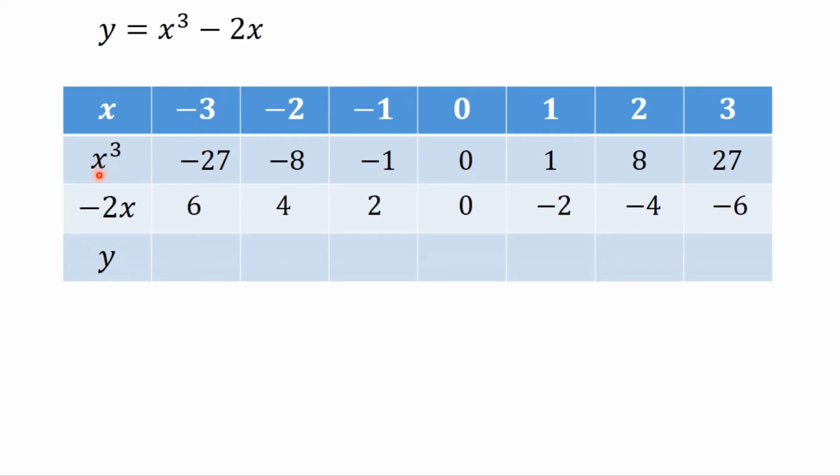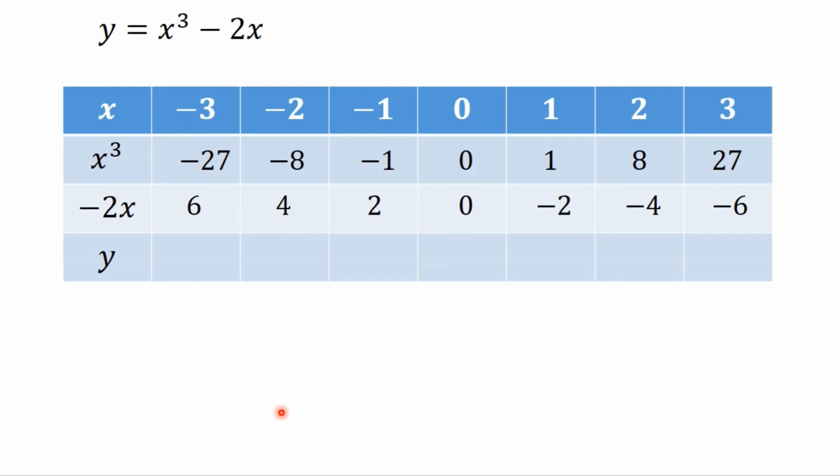So if I put those two together, then that's how I get y, isn't it? If I have x cubed and I then take away 2x, then that's where my y comes from. So to find y in each of these columns, I just need to add these two numbers.